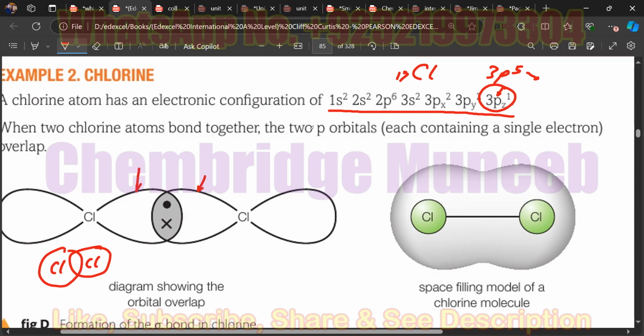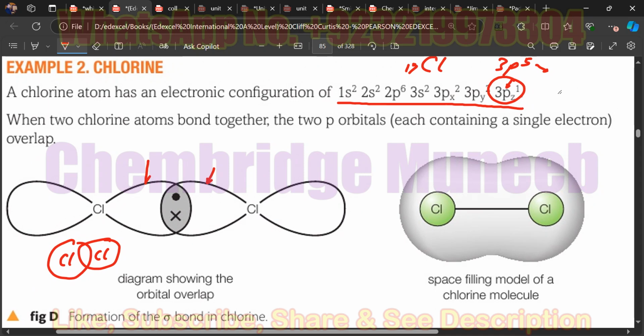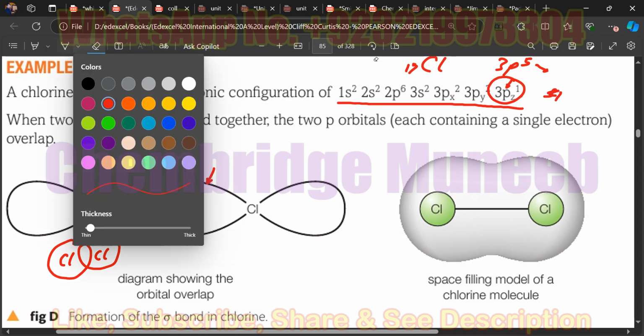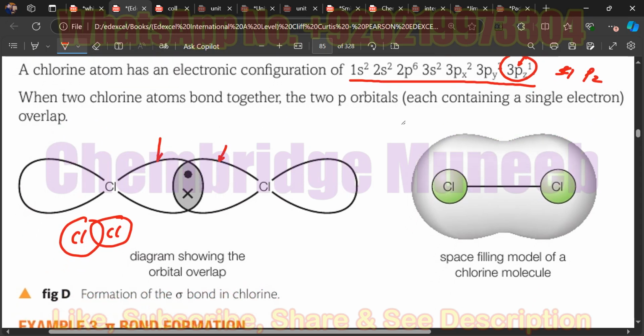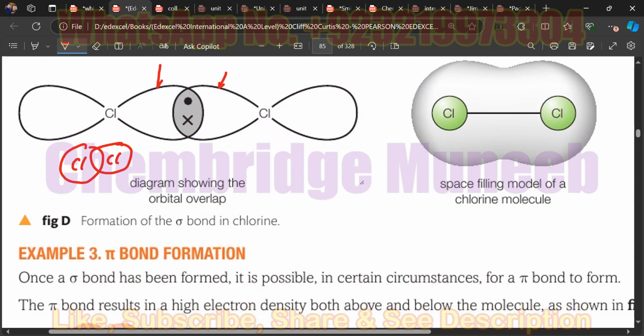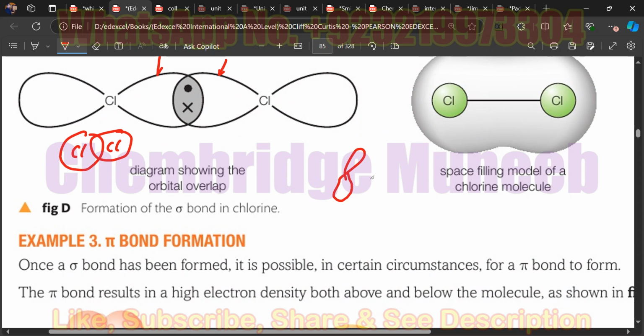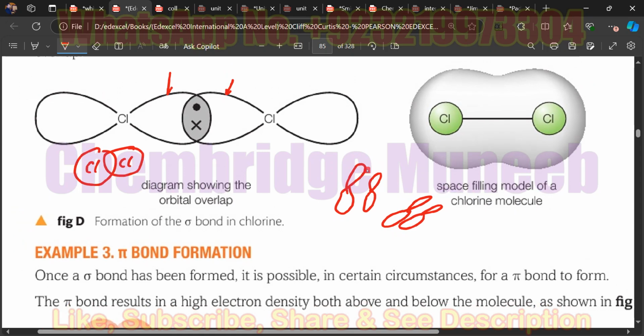So that's why the orbitals involved in overlapping will be the p subshell, and more specifically, it is the pz orbital. You have your own option either to draw pz in this horizontal way, or you can draw pz in this vertical way, or you can also draw it in the diagonal way. You can show the overlapping in any of these ways.